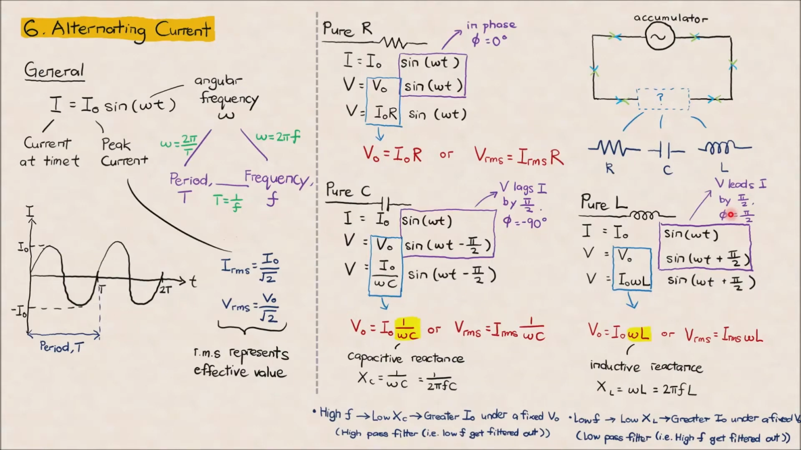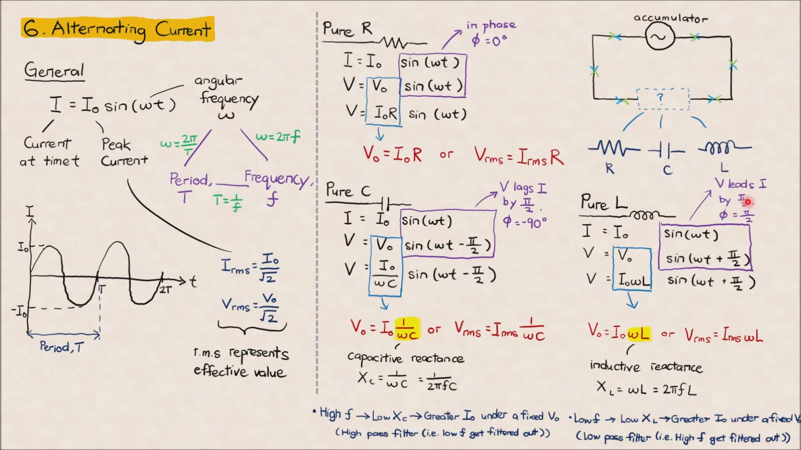We have been talking a lot about the phase relationship between V and I. So let's say for pure R circuit, the V and I are in phase. For pure C, V lags I by pi over 2. For pure L circuit, V leads I by pi over 2. So I think you can see that I've placed a lot of importance on this phase relationship.